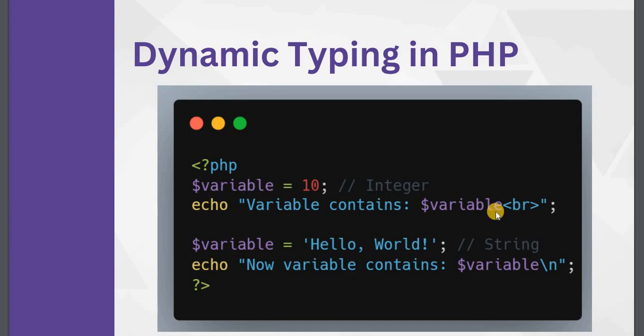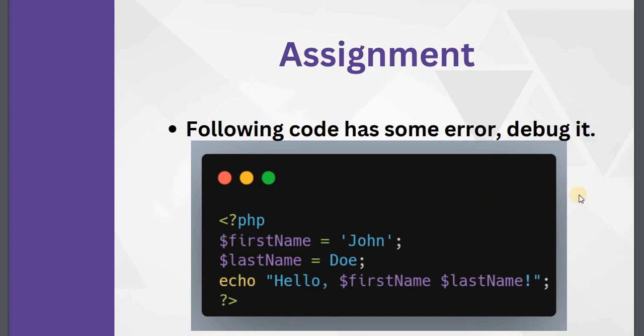Next I have one assignment for you. The following code has some errors. You can debug it on your local machine and mention what the error in this script is. So pause the video, note down this code, debug it and fix the error.